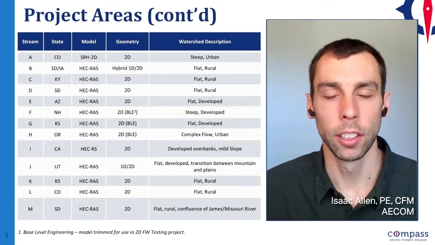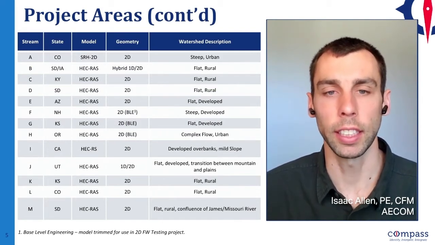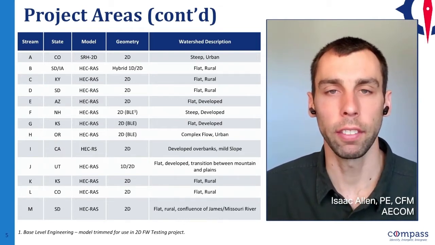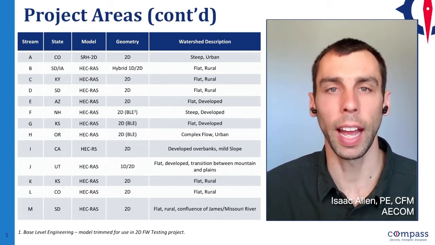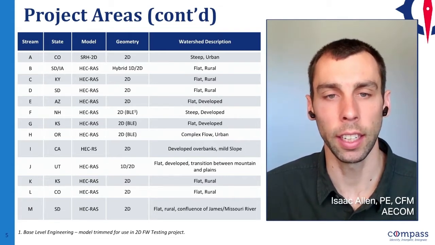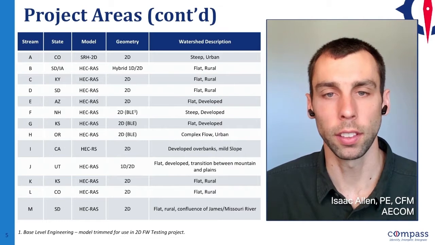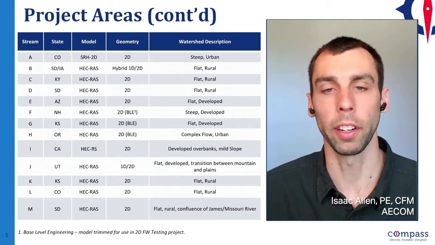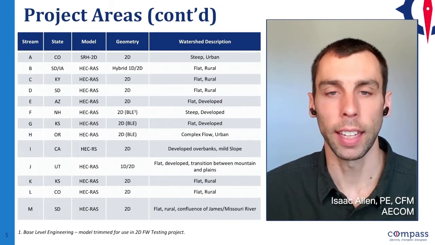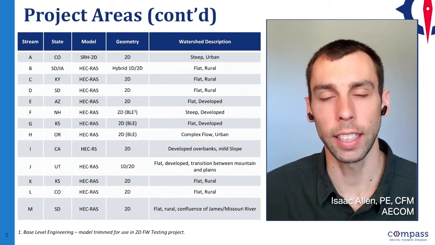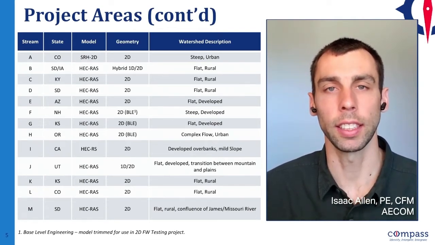This next slide here shows a table with some additional characteristics for each study area. As I mentioned, we tried to capture a range of different models as well as a range of different geometry setups in the models. You can see we had some study areas that used SRH2D as well as a number that used HEC-RAS. Of the ones that used HEC-RAS, we had some that were 2D detailed models, some that started as 2D BLE models but were refined to use in this program, and some that represented a 1D 2D hybrid setup. On the far right side of the table, you can see some basic characteristics of the different streams that were selected.